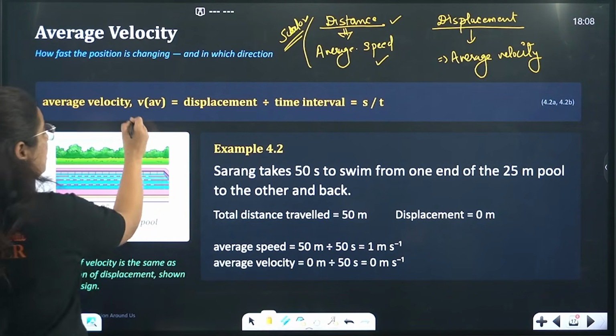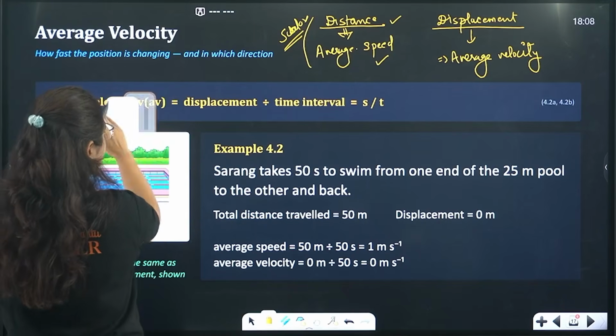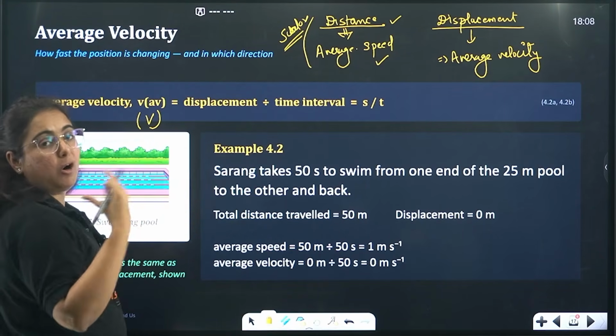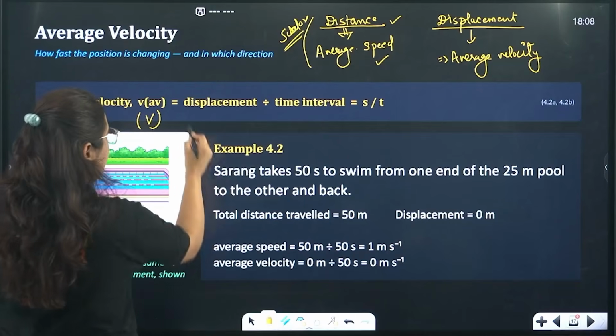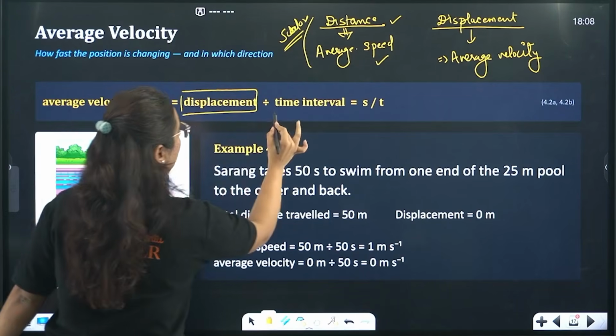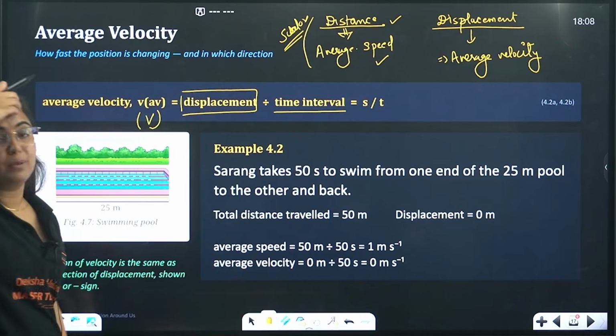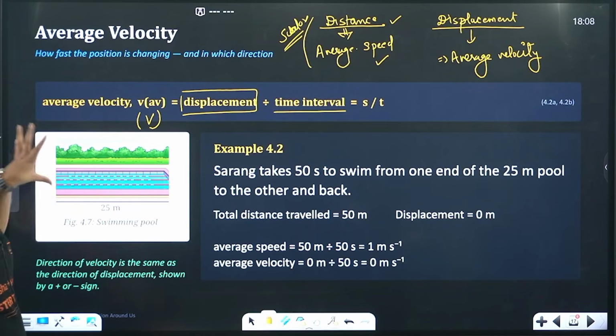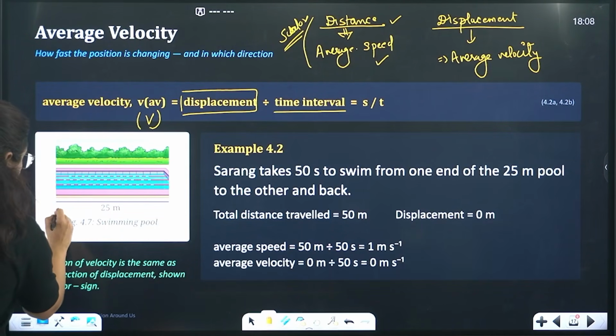Here velocity is represented as V. Right now it is V; later I'll tell you how it becomes U and V. It is displacement upon time. Let's see this example. A person in a swimming pool starts from the point O.